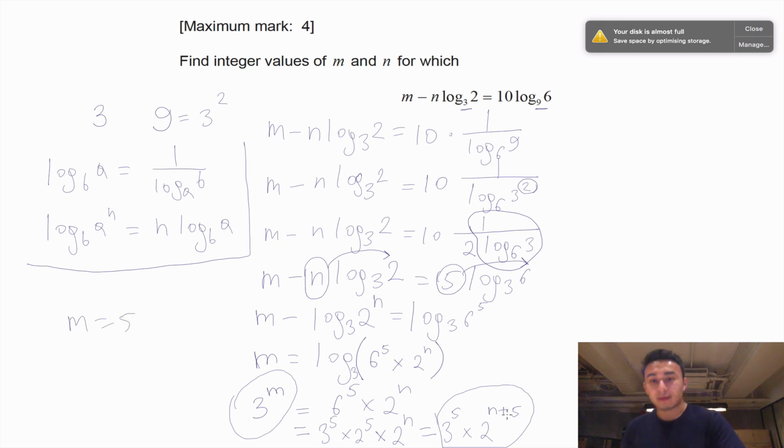Now the right hand side has n plus 5 as a power of 2, but the left hand side doesn't have any power of 2, which means n plus 5 is equal to 0, and which in turn means n is equal to negative 5. So this is the answer. m is equal to 5 and n is equal to negative 5.